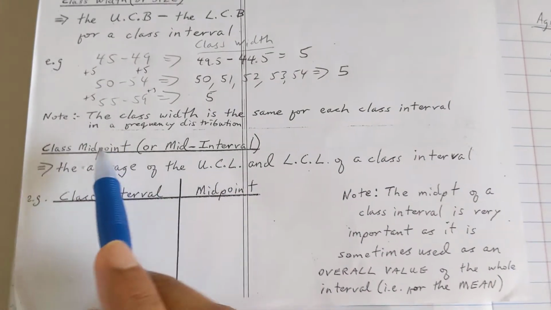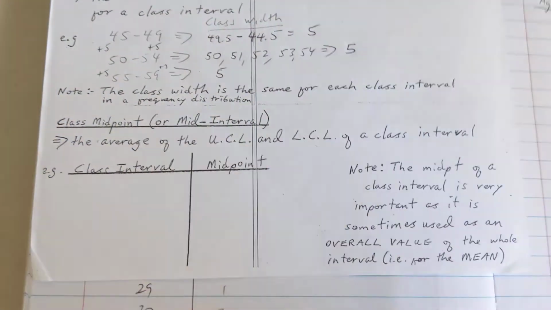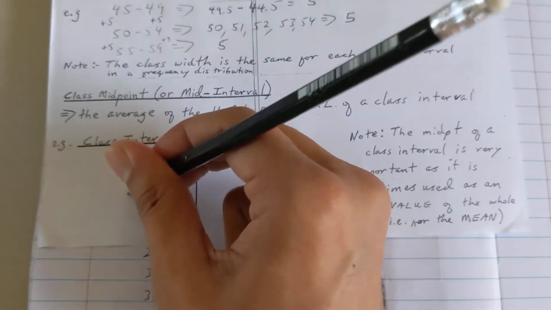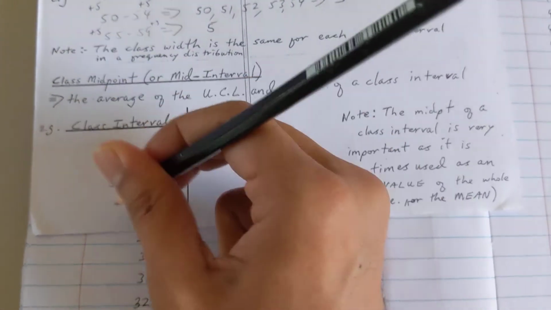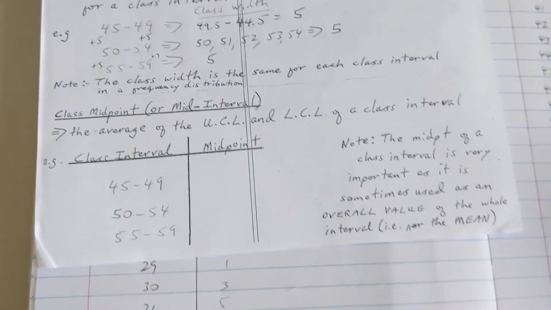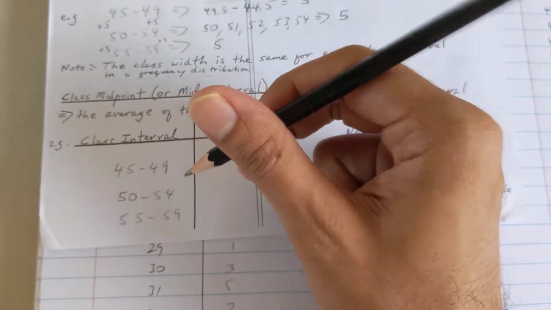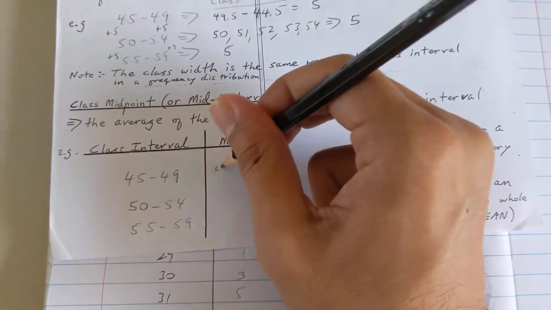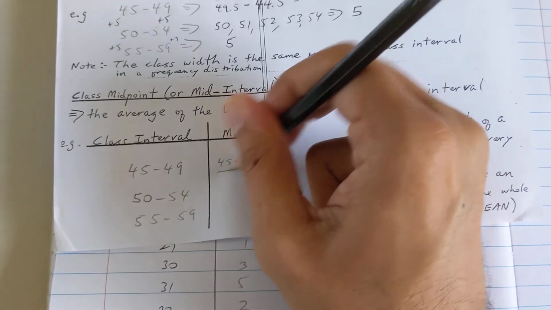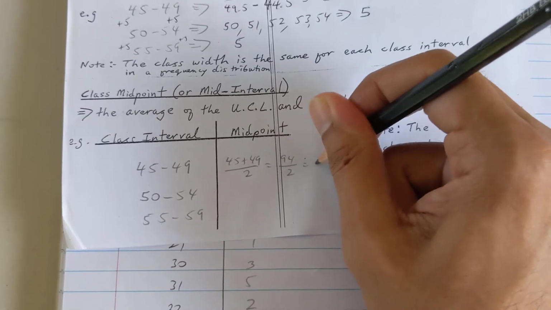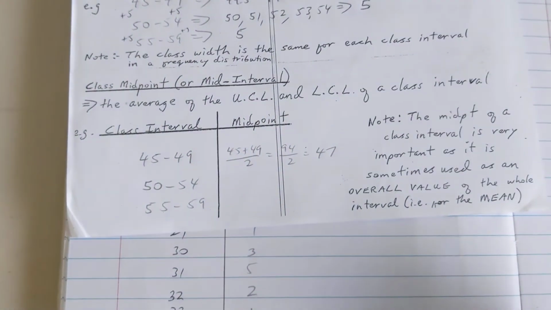So the last one you have to look at, the last new term, is the midpoint. And what midpoint means is the middle. So again, I'm going to put my trusty examples from before. So those were the 3 that we were looking at. To get the midpoint, what I'm going to do is add the 2 end numbers and divide by 2. So I'm finding the average, something we had done in statistics before. So I'm going to add 45 add 49 and divide by 2. So that is 94 over 2. So the middle number is 47.